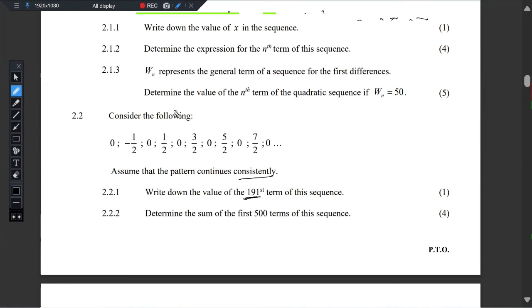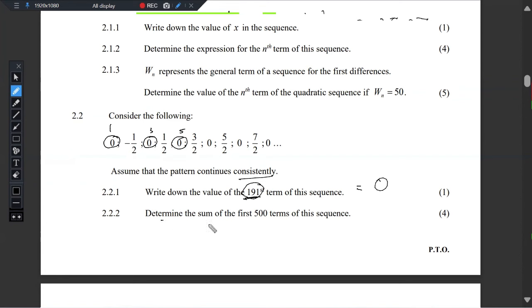Now that's a no-brainer because we can see that all the zeros are actually on odd places, right? So 0 is on position 1, and then 0 is on position 3, 0 is on position 5, like that. So they all occupy odd places, and then 191 is an odd number, so that means we're also going to have a 0 there if this pattern continues consistently.